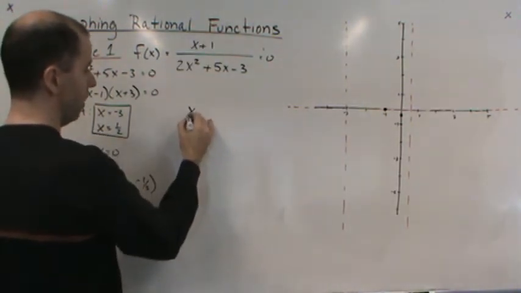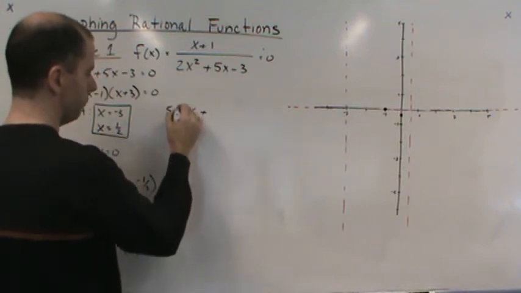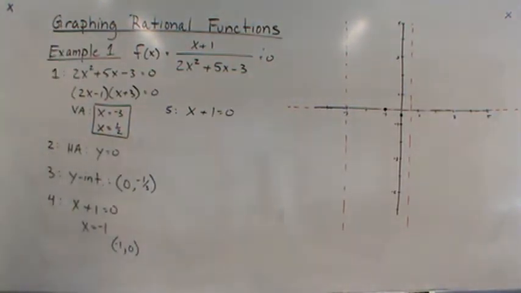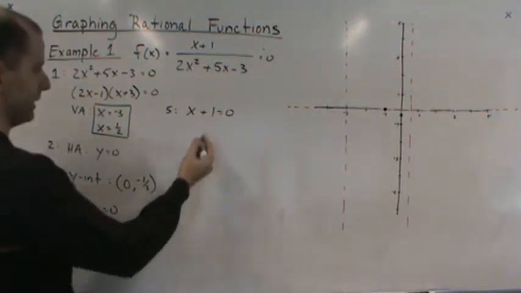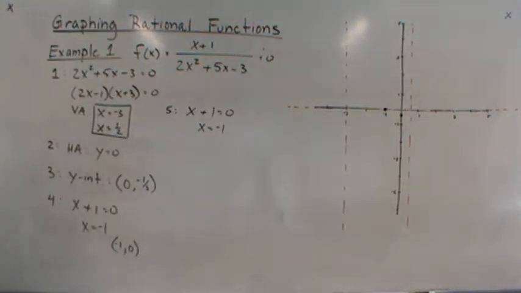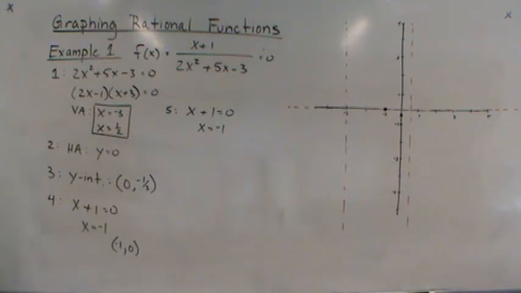So again, it's all the same thing. So we're going to end up solving x plus 1 equal to 0, right? And then we get the same answer. We find out that it's at x equals negative 1, okay? Which is exactly what we got before.